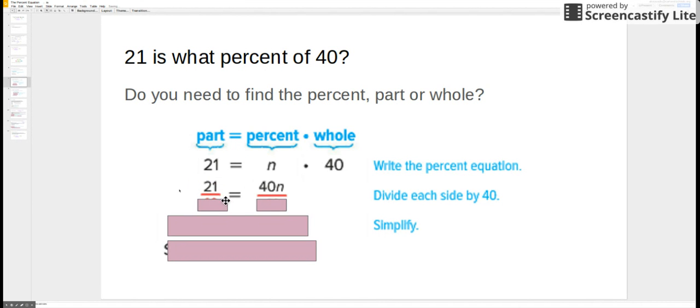How do you get n by itself? You would divide both sides by 40, right? When you divide both sides by 40, these 40s cancel out. You're left with 0.525 is equal to n.